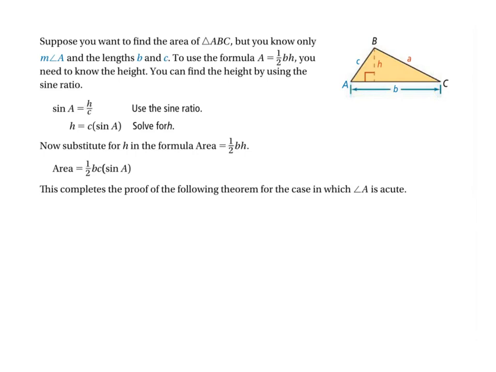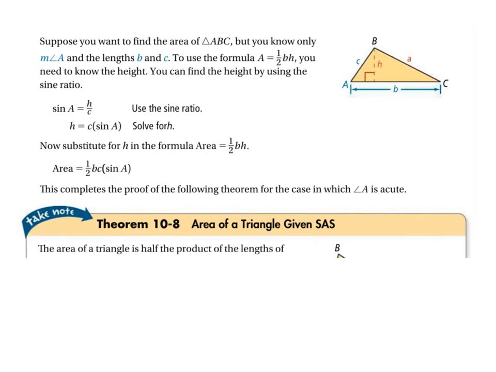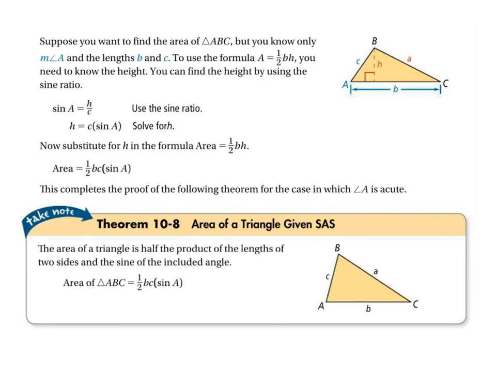This completes the proof of the following theorem for a case in which angle A is acute. The area of a triangle is half the product of the lengths of the two sides and the sine of the included angle. That is the formula we're going to use right now for side-angle-side. So let's apply that to our very last problem.